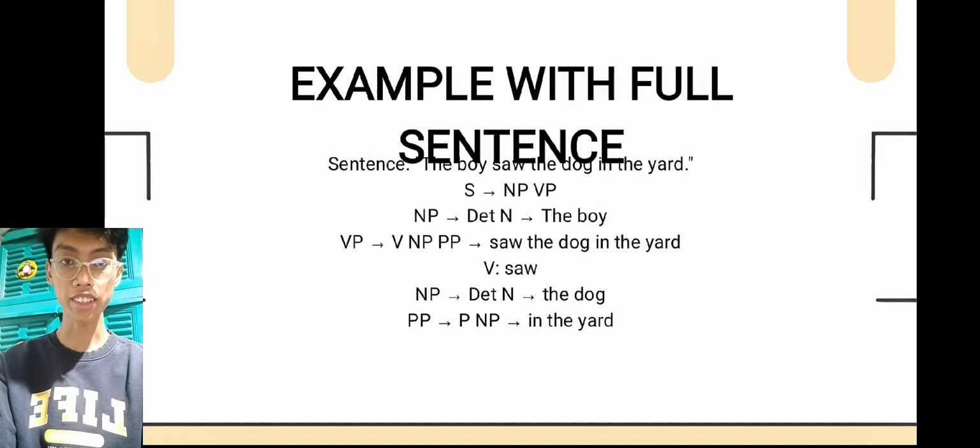Example with a full sentence: the boy saw the dog in the yard. The boy is a noun phrase. Saw the dog in the yard is a verb phrase, which just means saw is the verb, the dog is the noun phrase, and in the yard is a prepositional phrase.